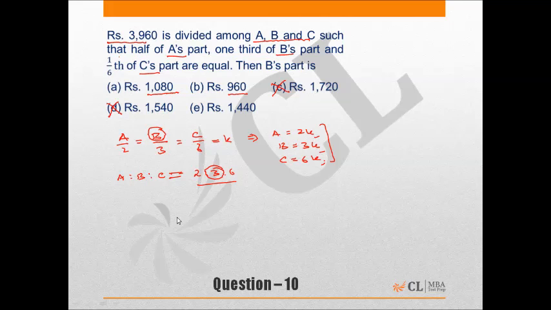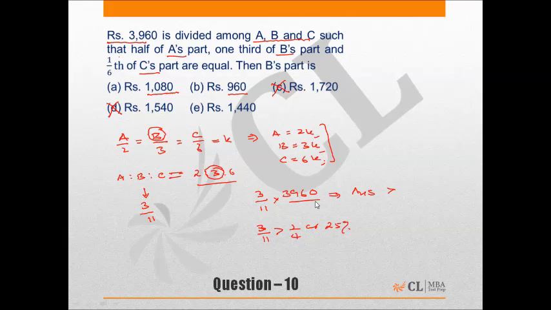Now let's get back to the question. Since the ratio is 2:3:6, that means B will receive 3 by 11. 2 plus 3 plus 6 is 11. 3 by 11 of the total. So 3 by 11 into 3960 should be my answer. Don't jump to complete calculations. If you look at the choices, they are not close to each other. 3 by 11 is greater than 25%. It's greater than 1/4 or 25%. So I can safely say this implies my answer should be greater than 1/4 of 3960.